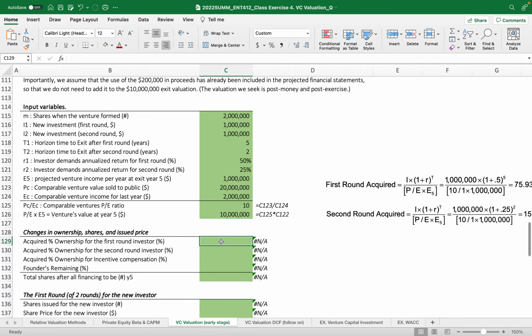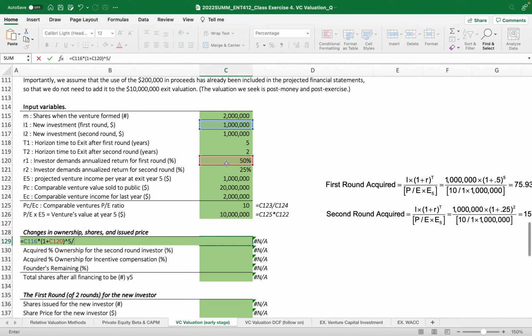So how do you get it? You guys remember, right? Compounding from the investment. Investment today for the first round of financing is 1 million, and then it is increased by 50% for 5 years. That is the value of the first investors at the exit year.